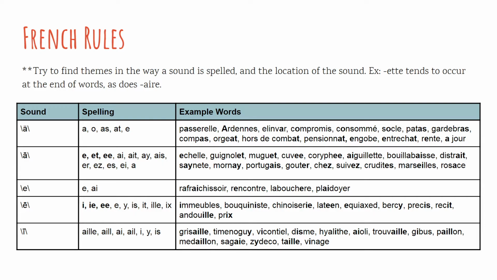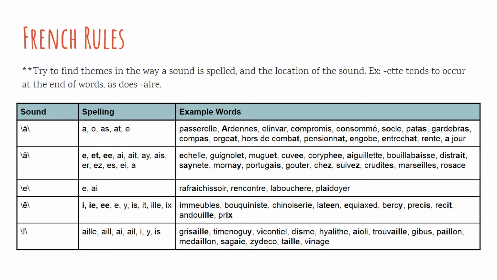Next we have the S sound. The S sound is usually spelled E or AI. For example, rafraîchisseur, rencontre, labouchere, or plaidoyer. So the S sound can be spelled E or AI.